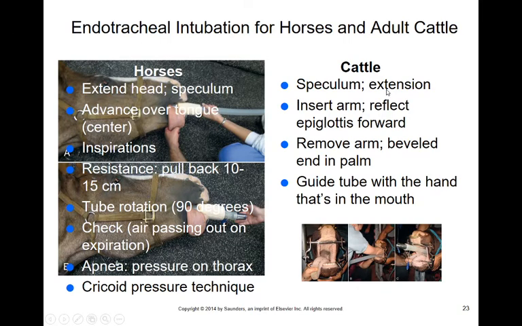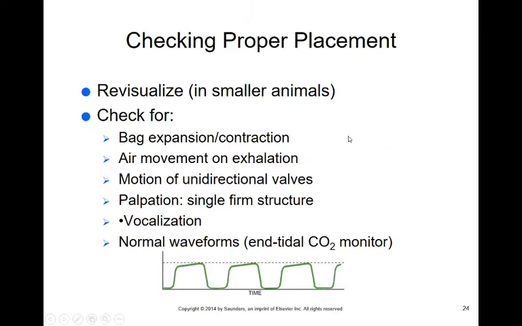With cattle, we put a speculum in. This is a big cattle speculum. Pull their tongue out and stick our whole hand in their mouth, feel their trachea and put it directly into their trachea. To check proper placement, we can just revisualize. We can hear them breathing, but we should not hear any sounds. Remember, we're going past their vocal folds, so we're taking the air away from their vocal folds. They should not be able to make any sounds except breathing sounds.